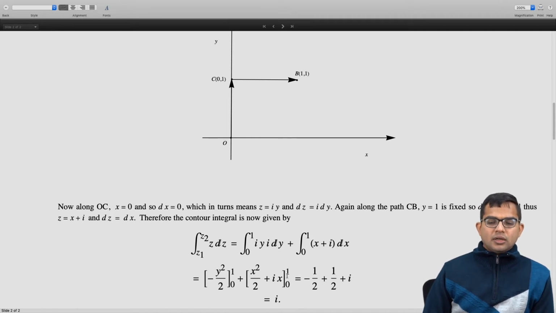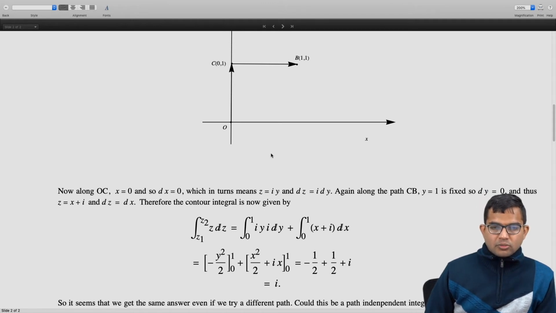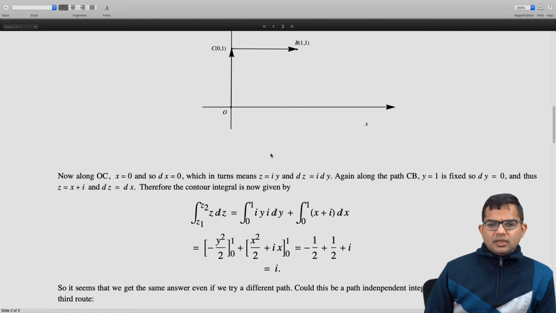So now we seem to be finding that this kind of contour integral for this type of integrand seems to not care about the path. At least we have verified that for these two paths that we looked at, the answer is the same. So let's look at one more path to see if this is indeed a generic feature.